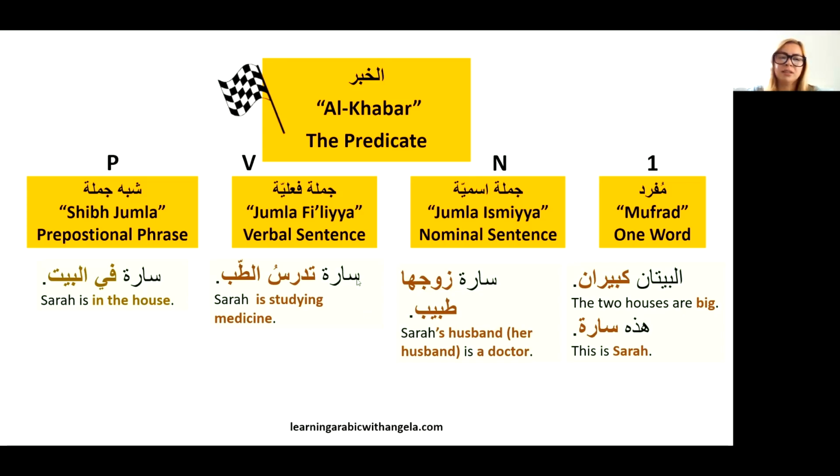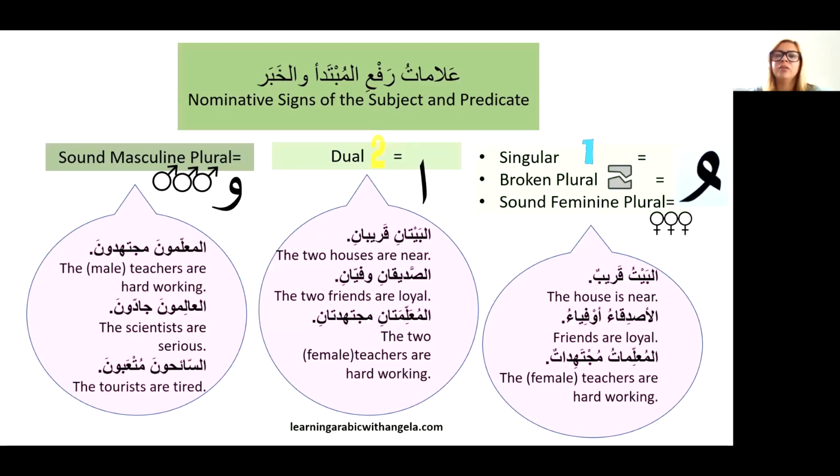And the predicate could be a verbal sentence. So سارة تدرس الطب. She's studying medicine. So تدرس الطب جملة فعلية. It's a verbal sentence. So the predicate over here is a verbal sentence. And if you just remove Sarah, تدرس الطب, that's a sentence on its own, a verbal sentence. Or it could be a prepositional phrase. سارة في البيت. She's in the house. So في البيت, that's the prepositional phrase, which is composed of a preposition and the noun. So different ways of constructing the predicate.